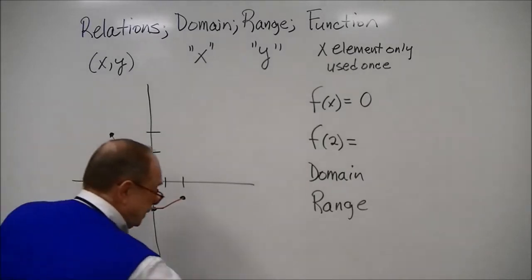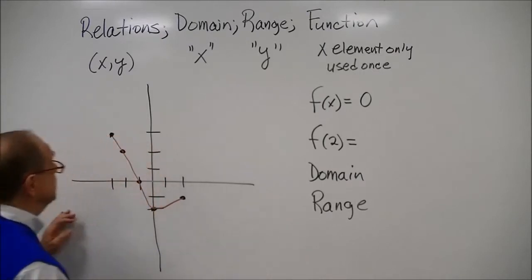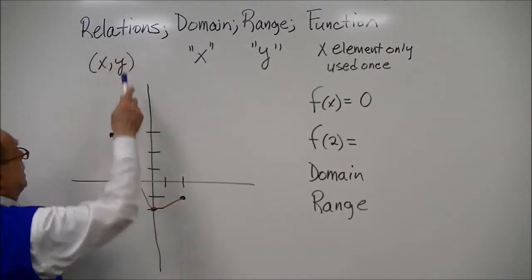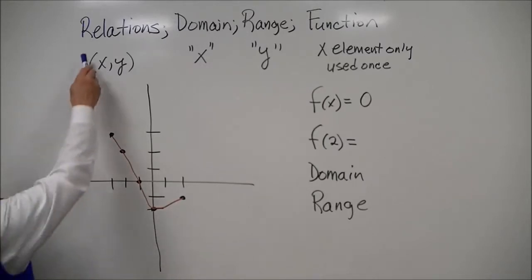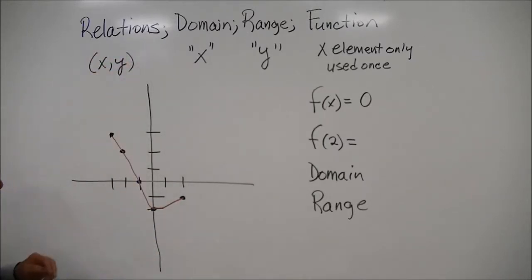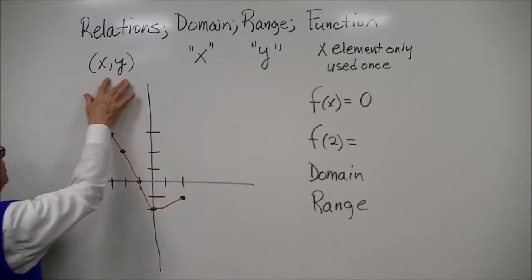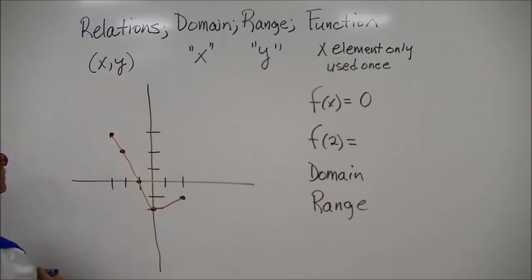Now, when we think of the word relation in the mathematical context, it refers to numbers being somehow related. That is, they're connected. One of the best examples of that is the ordered pair. Now, we know the ordered pair is related.